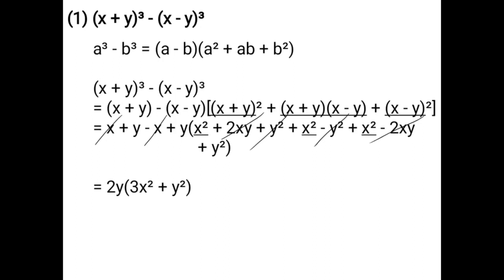2y in bracket 3x² + y², you have to do the multiplication. That is equal to 2y into 3x² plus 2y into y², by using the formula a(b + c) = ab + ac. Then you have to multiply. 2y into 3x² is 6x²y, plus 2y into y² is 2y³.